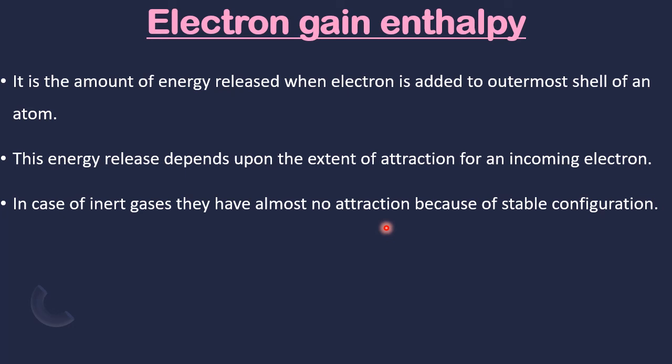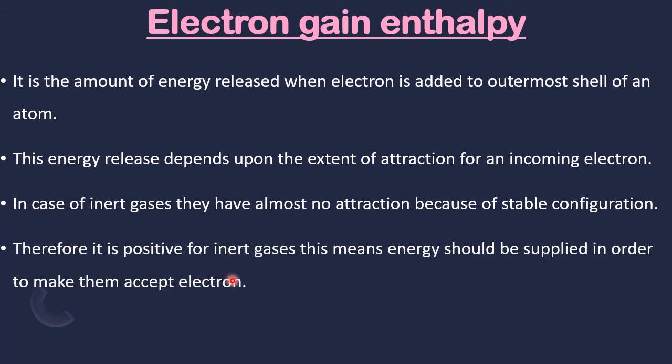This means energy should be supplied. While adding an electron generally energy is given out, but here it is very difficult to add. So if you want to add an electron in the case of inert gases, you have to supply energy, so delta H is positive. Symbolically, for a metal in the gaseous state, isolated, if you add an electron, it becomes the anion.